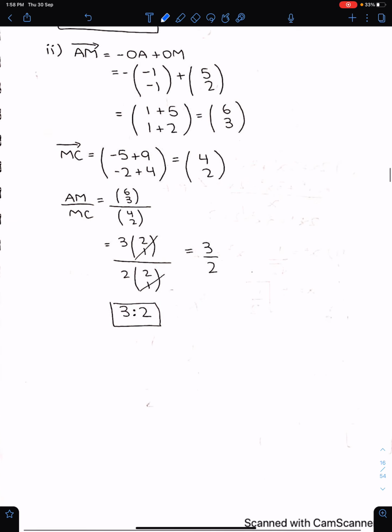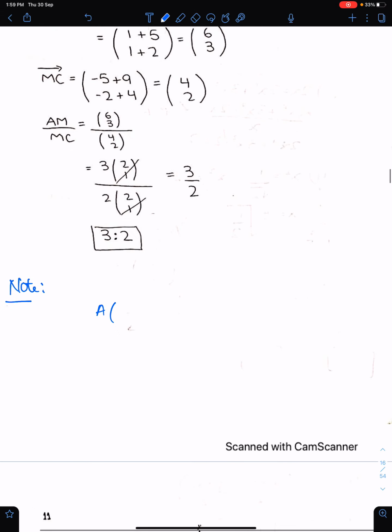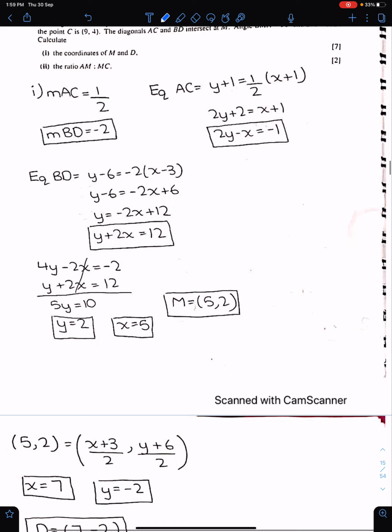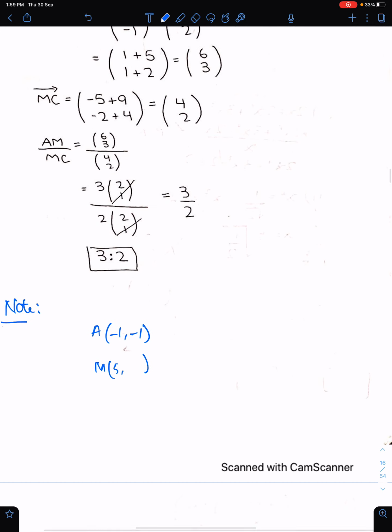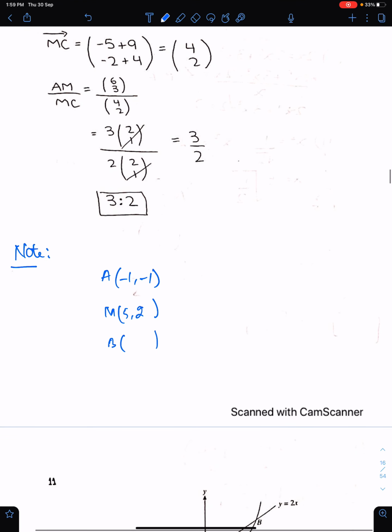And another method, which is the simplest way for ratios, is to write A here, which is (-1, -2), then write M. This is the similar triangle method. I discussed this method in my first lecture of coordinate geometry. This method is very simple. And we need C, so (9, 4). We need the ratio AM to MC.